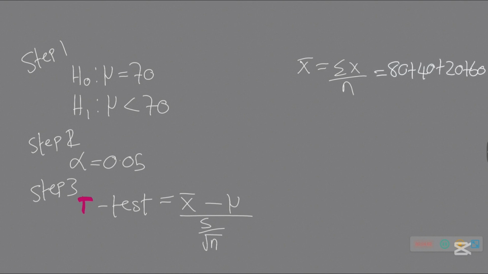Then divide it by their total number. That's 1, 2, 3, 4. That's 4. Then when you add them together and divide, you get 50 as your answer. We're given our population mean to be 70.